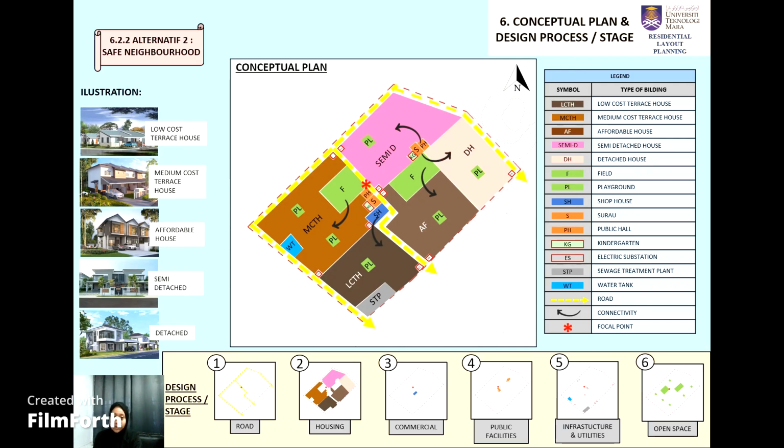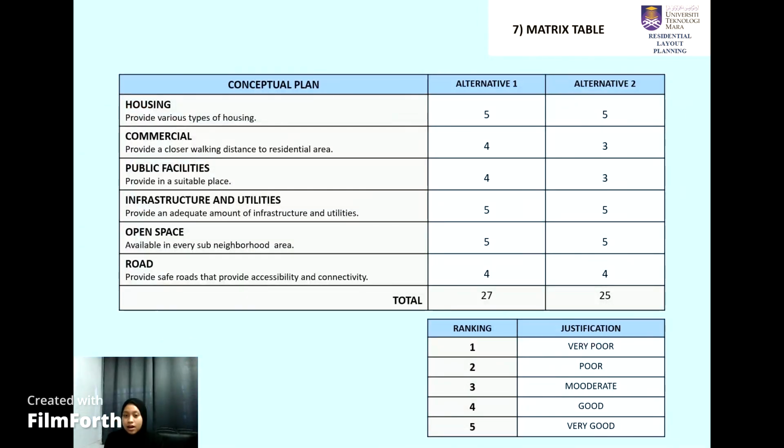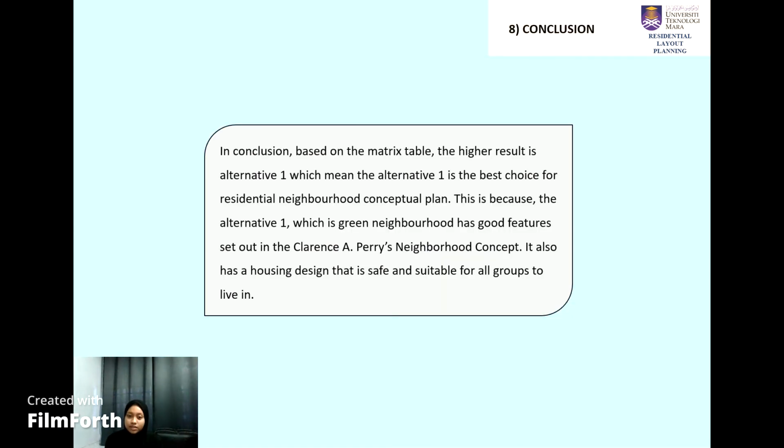This slide shows a conceptual plan of Alternative 2. Matrix table. After comparing alternative 1 and alternative 2, it turned out that alternative 1 is better than alternative 2 by 2 points. In conclusion, based on the matrix table, the likely result is alternative 1, which means alternative 1 is the best choice for the residential neighbourhood construction plan.